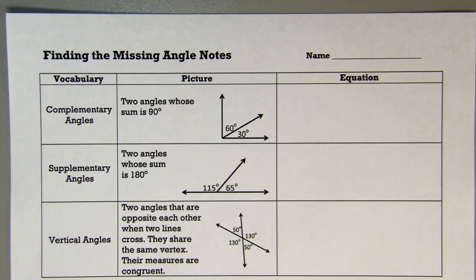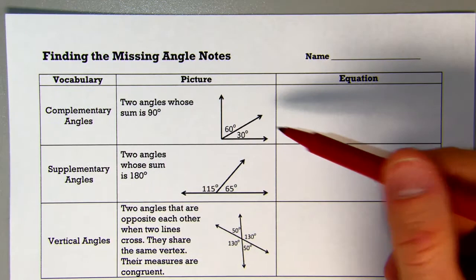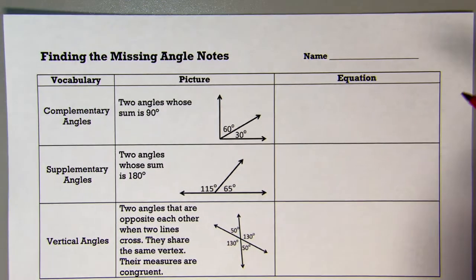So for today's lesson, we're going to take what we know about angles, complementary, supplementary, and vertical, and we're going to go ahead and use those to figure out your angle lengths or angle measures. So the first one we're going to go ahead and review again is complementary. It's the sum of two angles that equal 90 degrees.